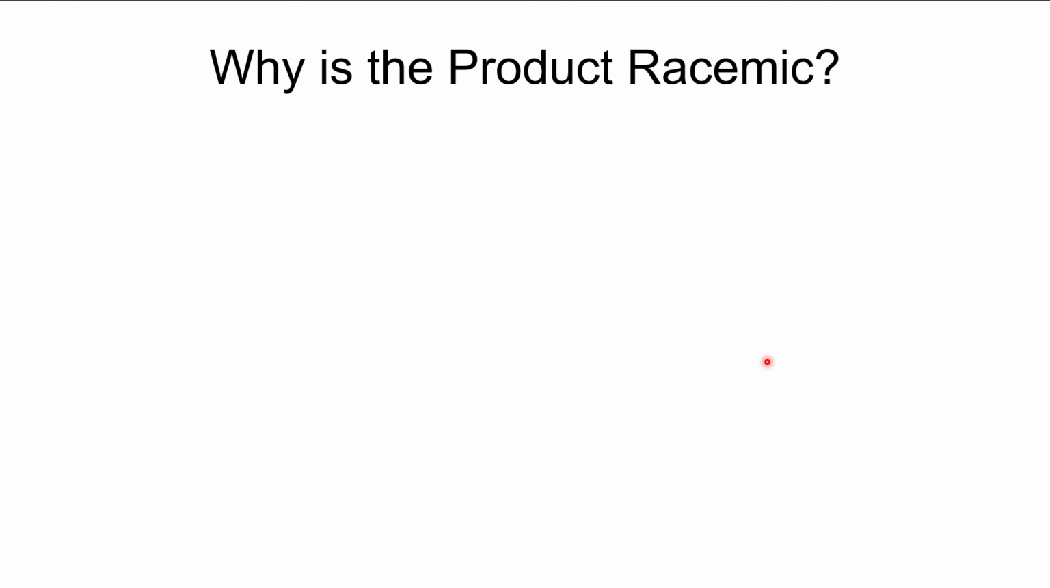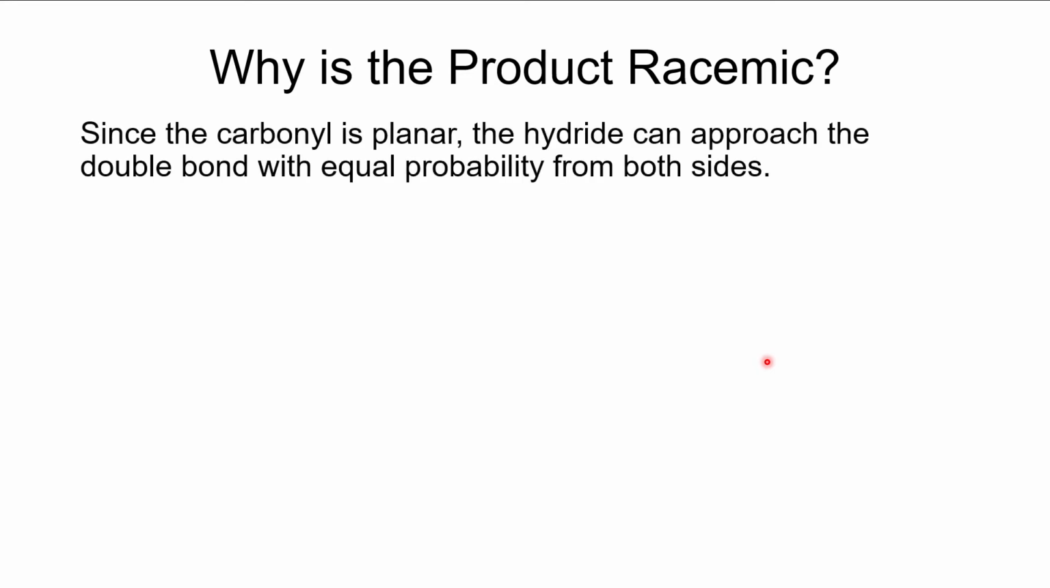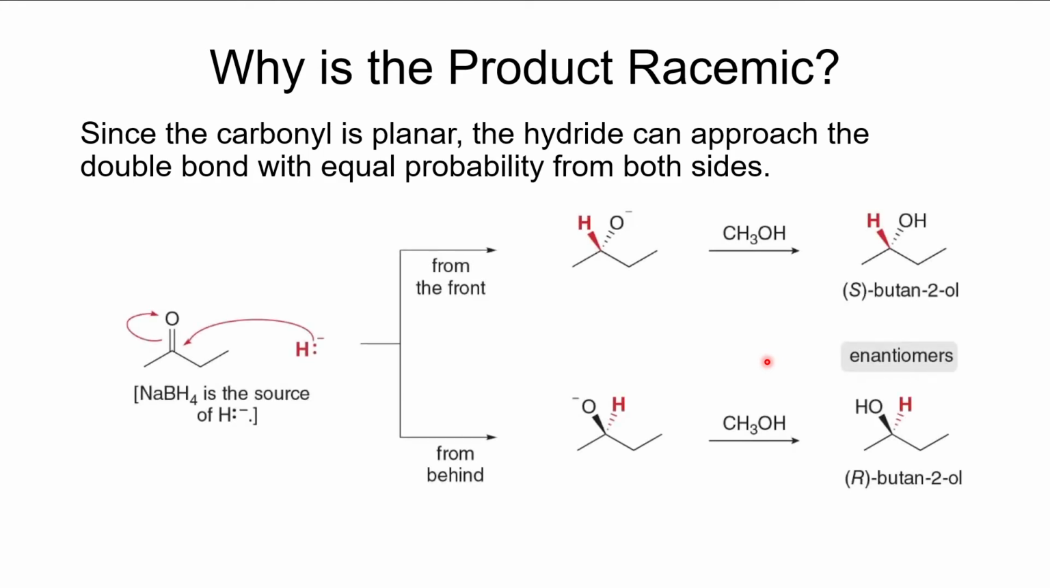So why is the product racemic? Well, the short answer is we started with something achiral and we put nothing chiral in there, and our only options are we either get an achiral product or a racemic mixture. But the reason behind that is that our carbonyl is planar, and so the hydride is equally likely to approach from either side.